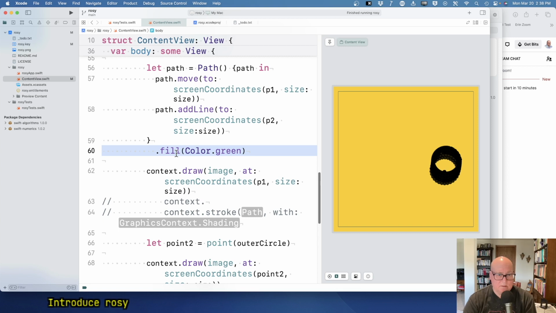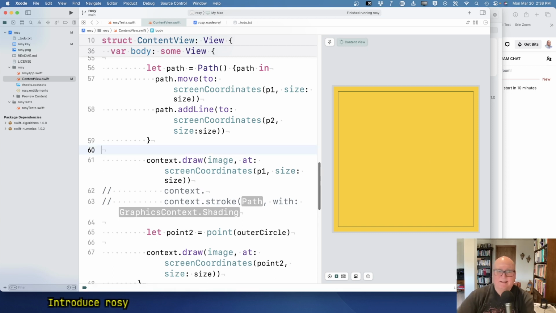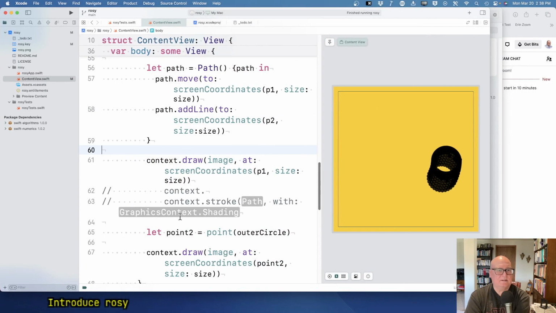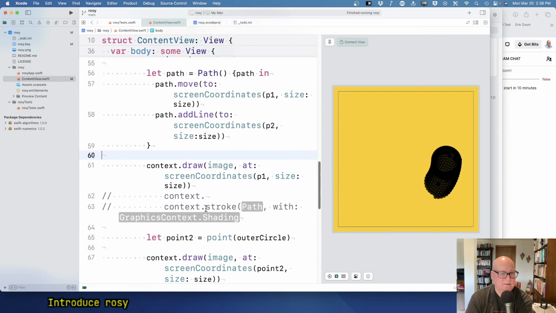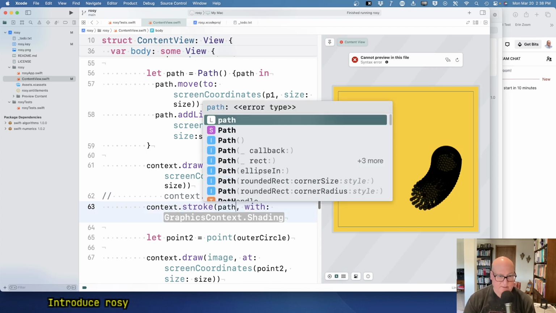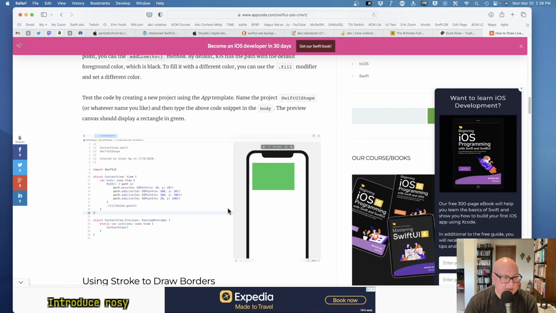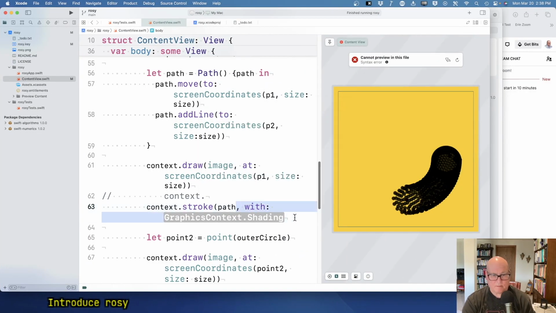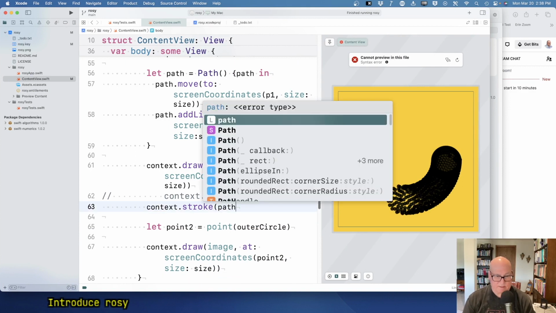Well, that's doing okay-ish. Am I doing? No, I'm still drawing my dots. Okay. Now, well, they don't do the stroke. They just do a fill. Let's try this one. Context of path. Let's see what it suggests.